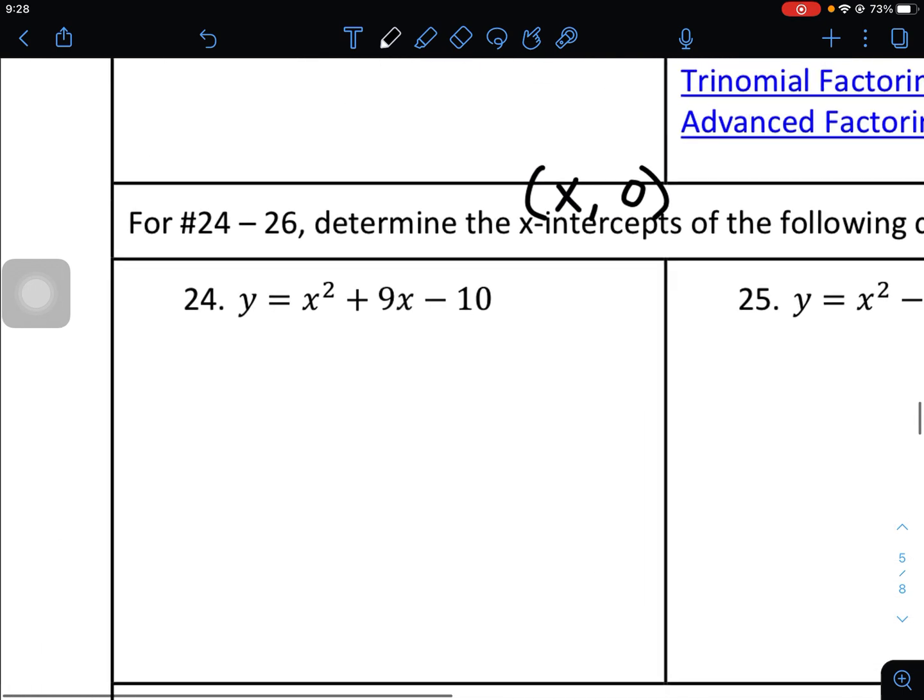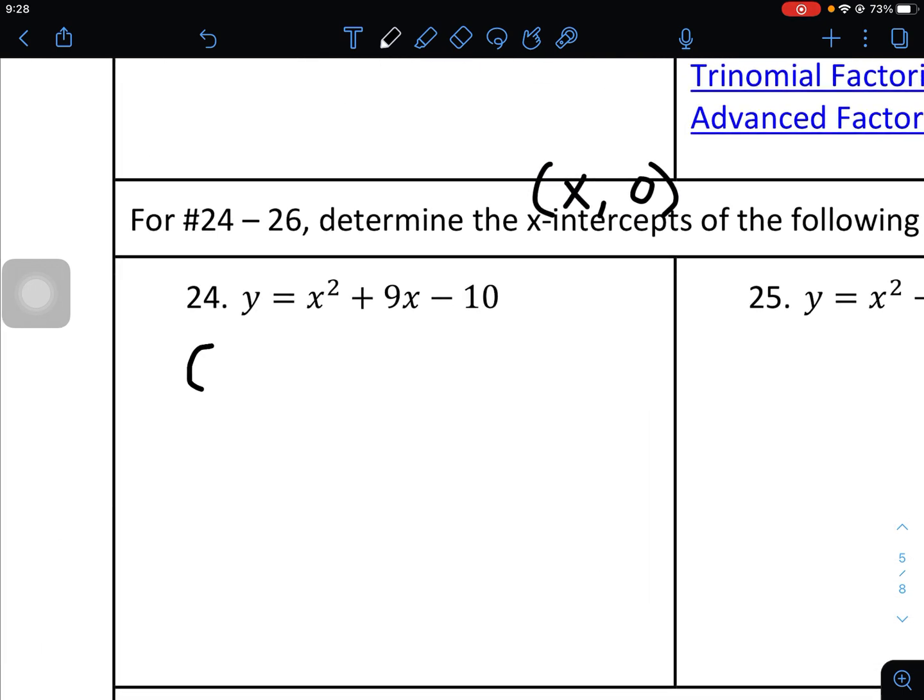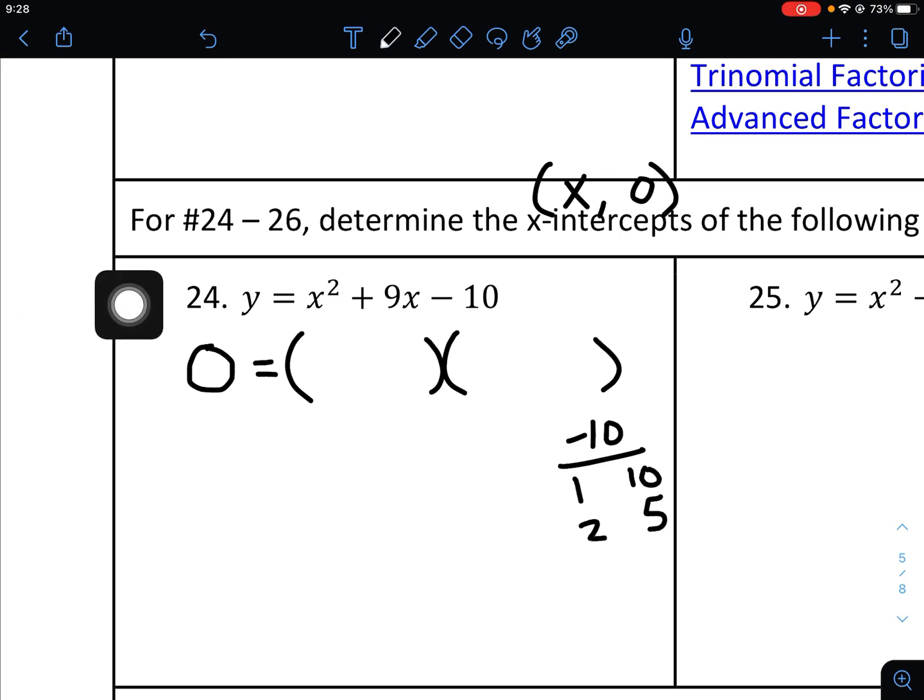Let's do number 24 here. We're going to set y equal to 0, and then we're going to factor. Remember, I need two numbers that multiply to -10 and add up to 9. So I'm going to play around with my 1 and my 10 and my 2 and my 5. Because I want to add up to a positive 9, that means my bigger numbers should be positive and my smaller numbers are going to be negative.